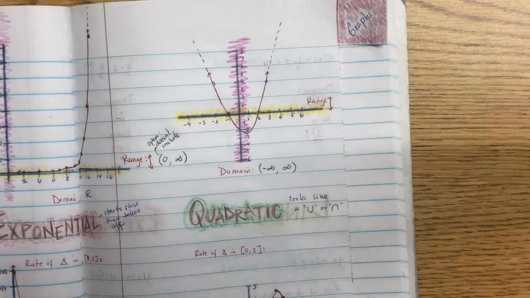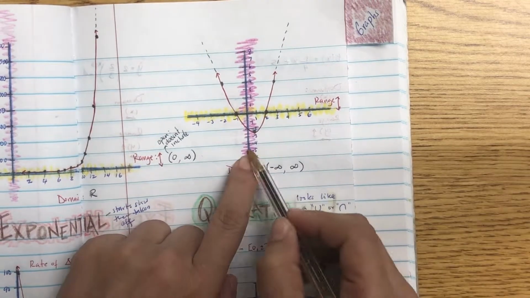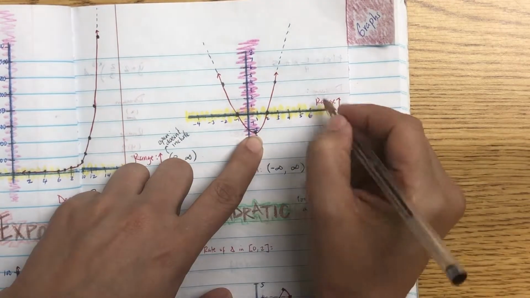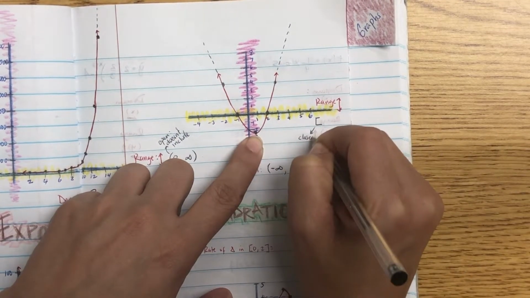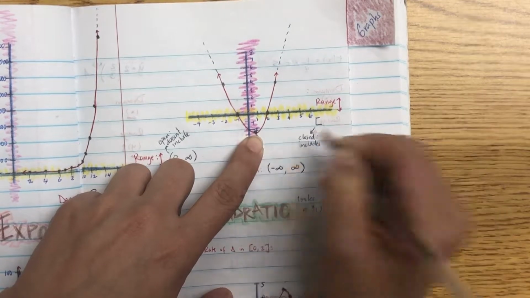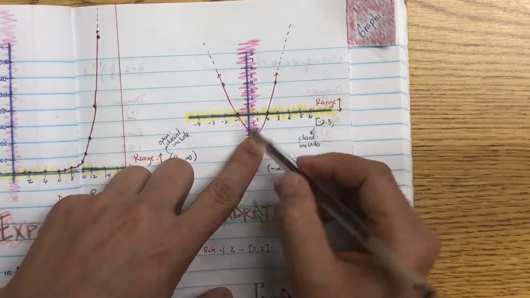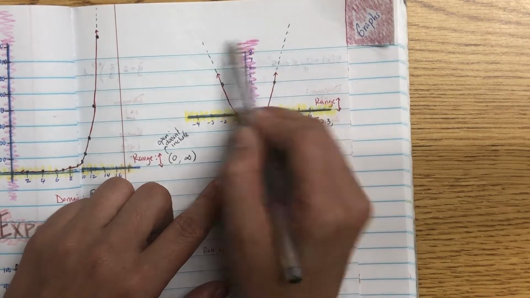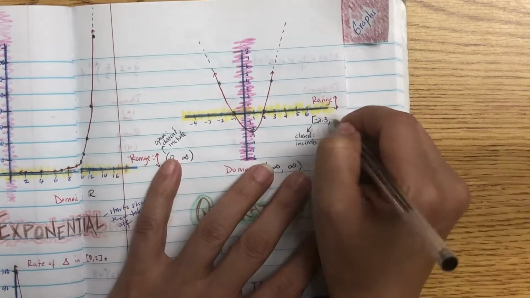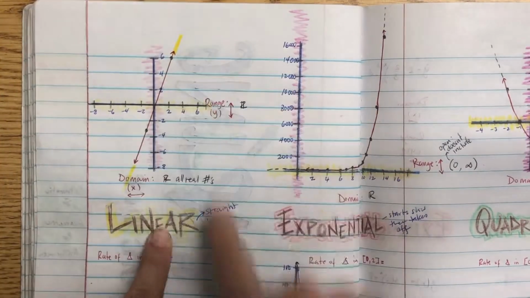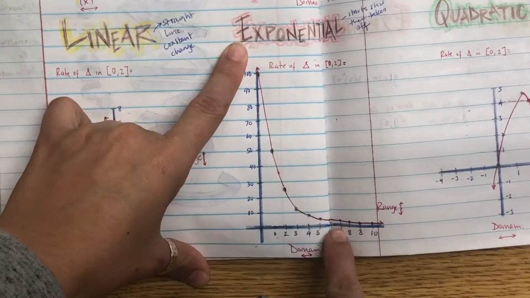Range, so color in your y-axis. Start at the bottom. Is there a graph there? Nope, nope, nope, nope, nope. Yes, it starts right there. And it includes that point because there's no asymptote there. So it starts at this point, closed because it includes that point, and it looks like it's negative 2.3. And then, is there a graph up here? Yes, in fact, it's in 2 places. It goes on forever, so that goes to infinity. Open on infinity because it doesn't include it. Okay, so domain is X, range is Y.